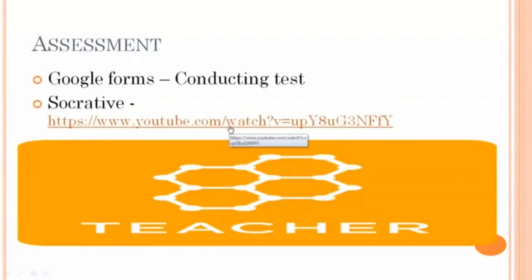Okay, assessment part. Google Forms, you can use it for conducting both objective and descriptive based questions. But objective questions, it can automatically evaluate using Excel. But descriptive questions, a faculty can manually sit and evaluate, right? So another tool is Socrative for assessment. So let us see.